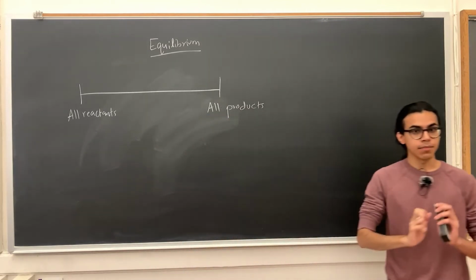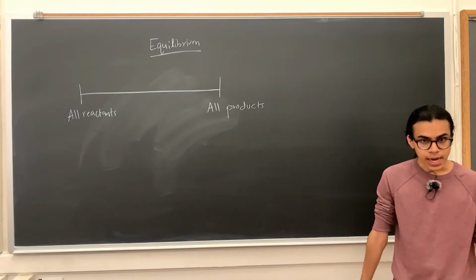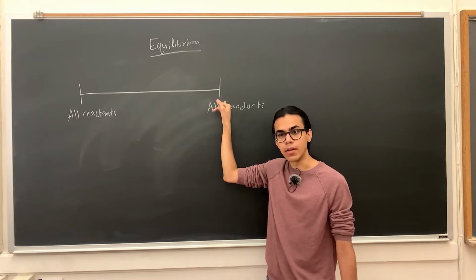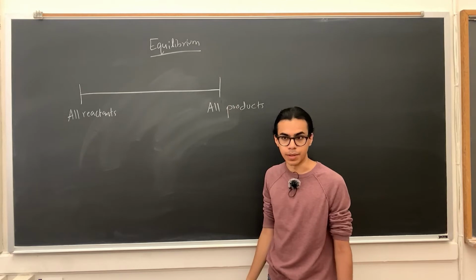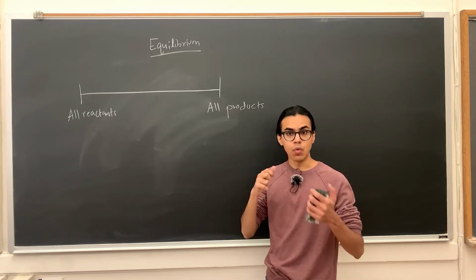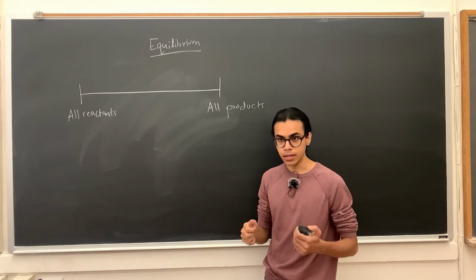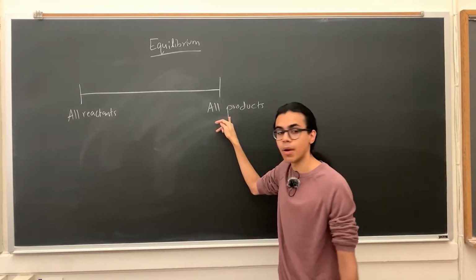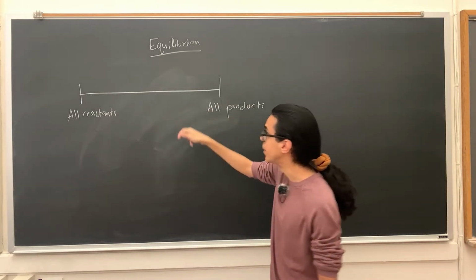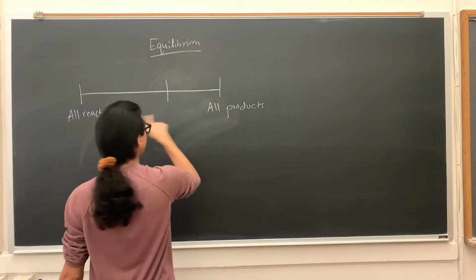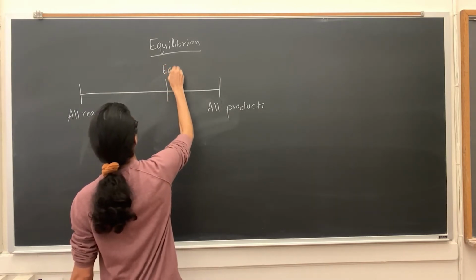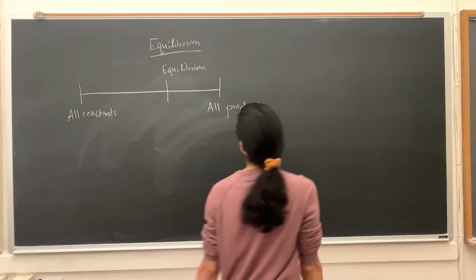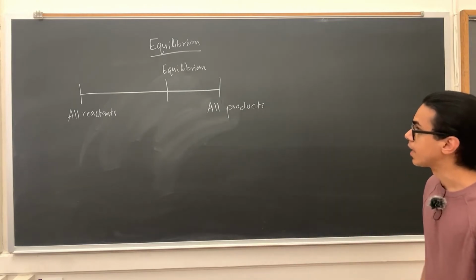But if you let the reaction proceed, no reaction ever reaches all products. It never goes all the way on this side. That's the essence of equilibrium. So when you let any reaction in the world run, it settles with some proportion of the reactants remaining and some proportion of the product formed. It settles somewhere in between. Wherever it settles, that sweet spot between reactants and products, that's what we call equilibrium.